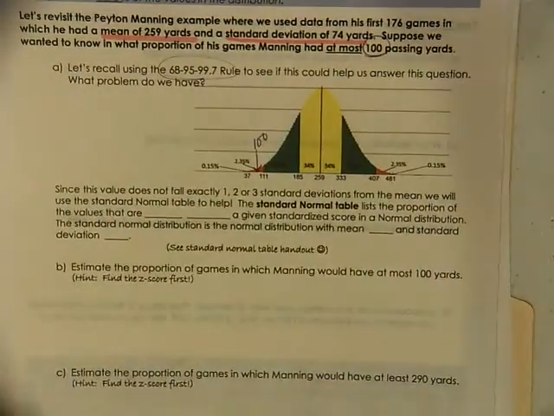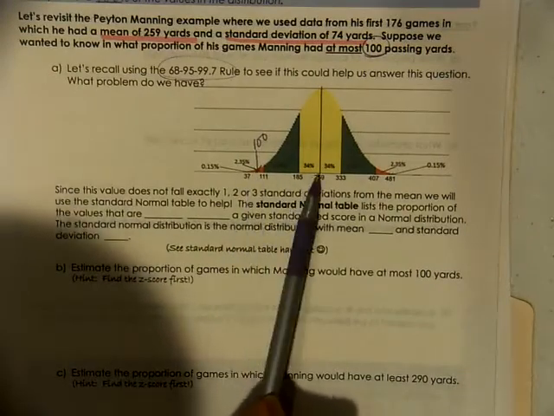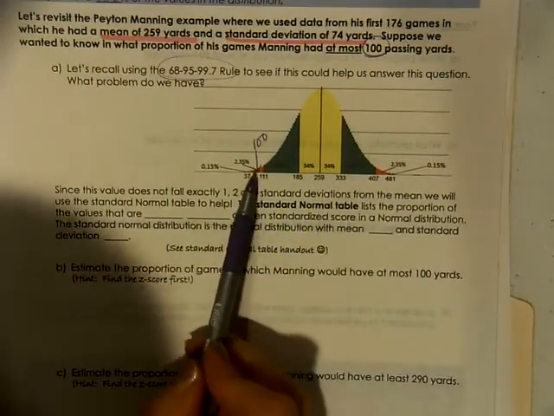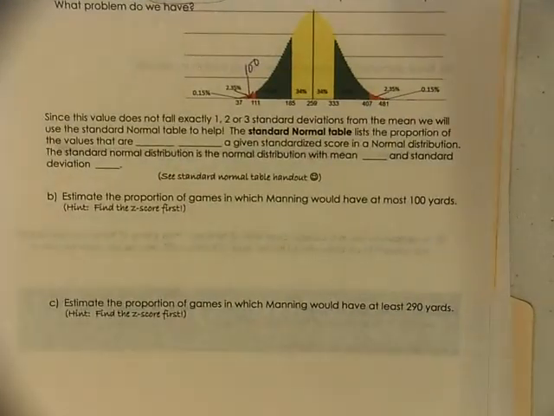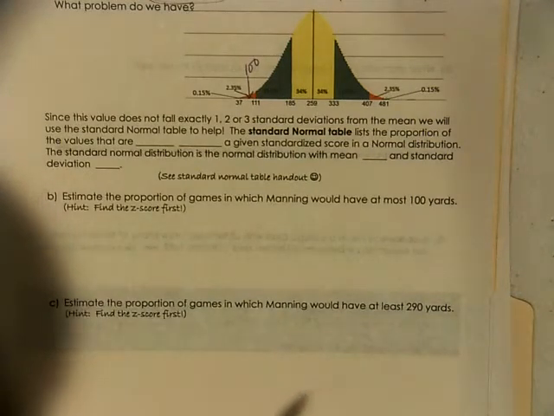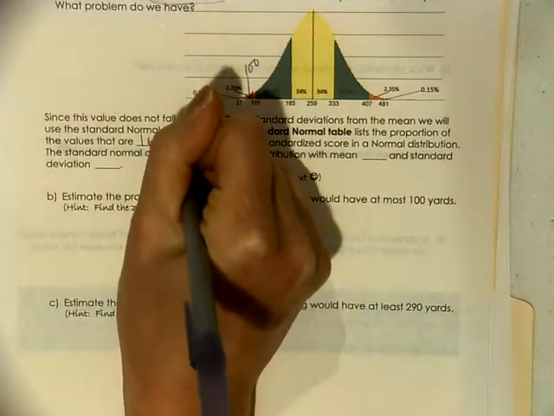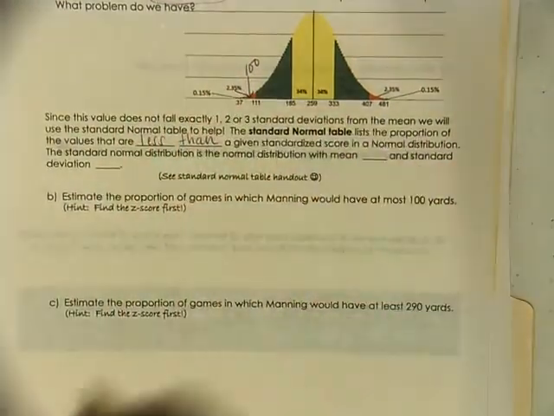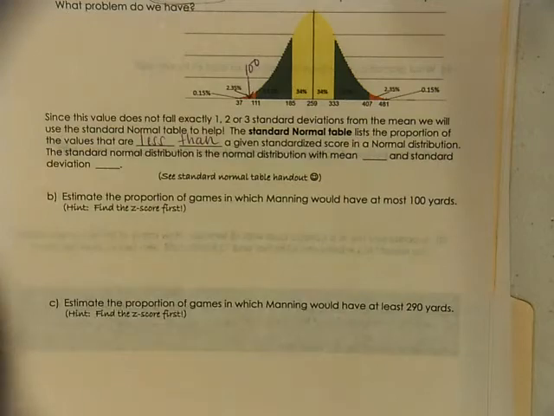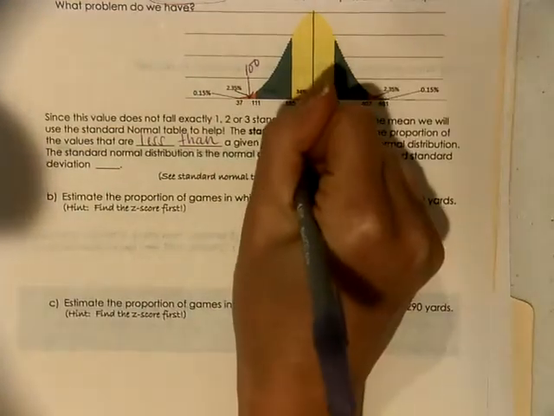Okay, so normally yesterday we used 68-95-99.7 when it fell exactly 1, 2, or 3 standard deviations away. Today we're not going to be that lucky. So it says, since the value does not fall exactly 1, 2, or 3 standard deviations from the mean, we'll use what's called the standard normal table to help. The standard normal table lists the proportion of values that are less than a given standardized score. Now remember, another word for standardized score is z-score.